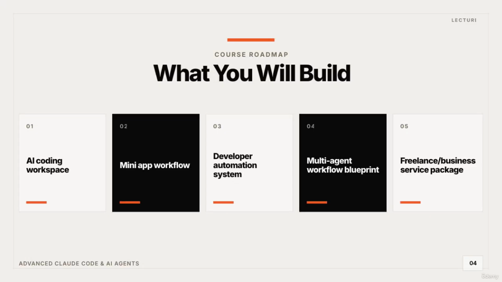Here's what you can expect to build throughout this course. First, you'll create an AI coding workspace, which will be your foundation for developing and testing AI-driven projects. Next, we'll dive into building a mini-app workflow, helping you understand how to structure small-scale applications effectively. Then, we'll explore creating a developer automation system. This will help you automate repetitive tasks and boost your productivity.